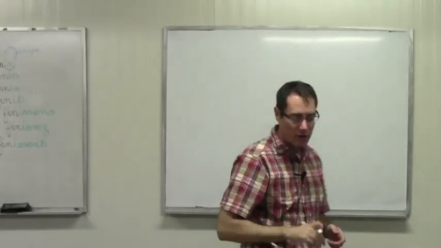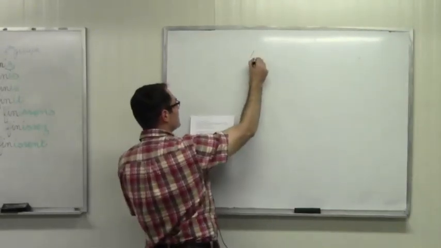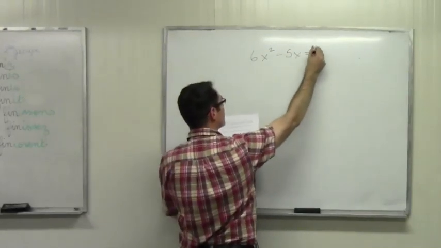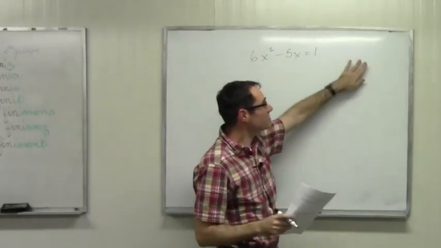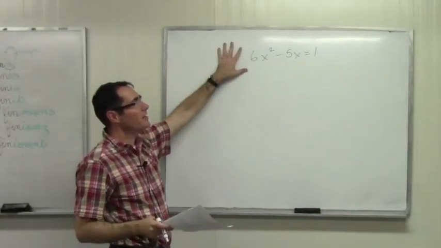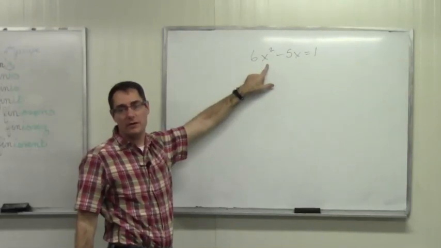Number 3. Solve for x. 6x squared minus 5x equals 1. So this one is a little different than some of the others we're going to do. Because it's a quadratic, we're going to try to do what to it? Make it equal to 0.